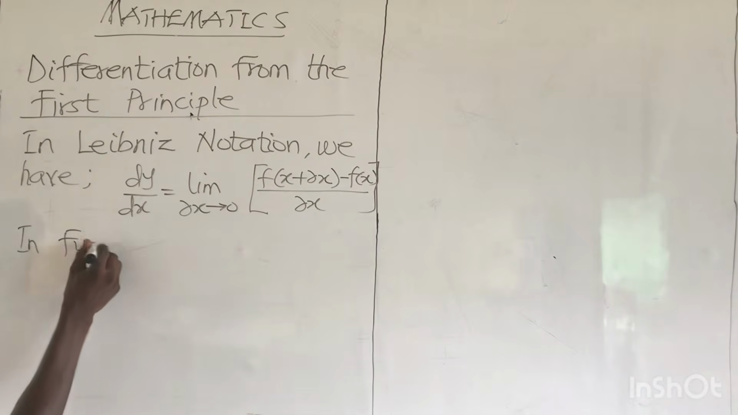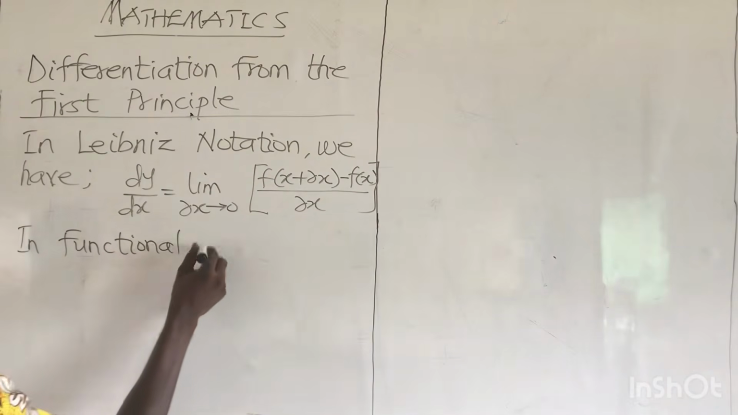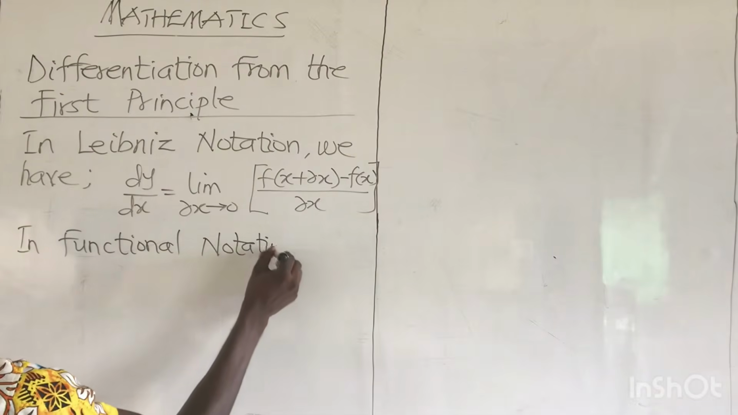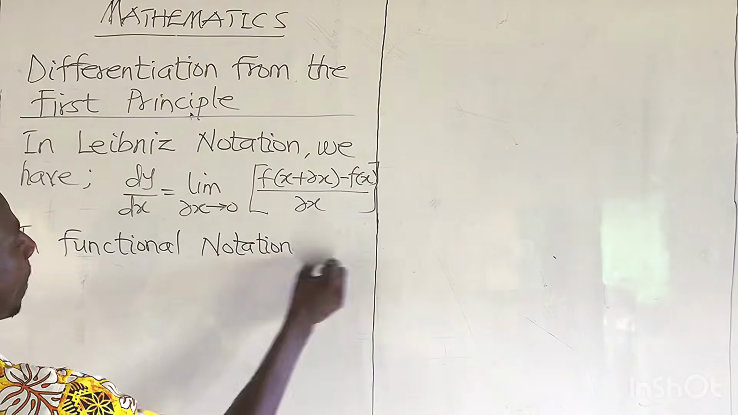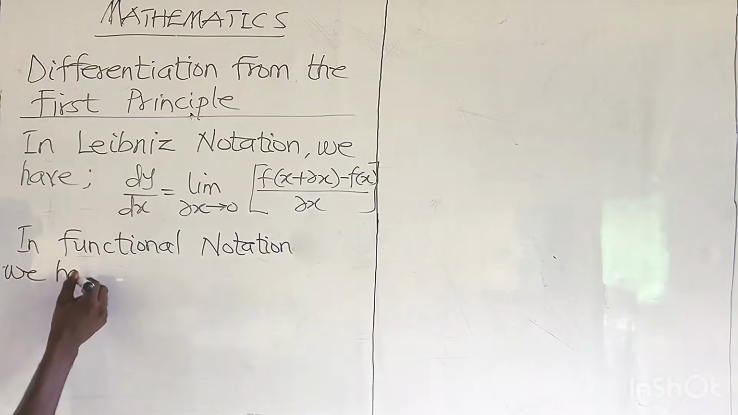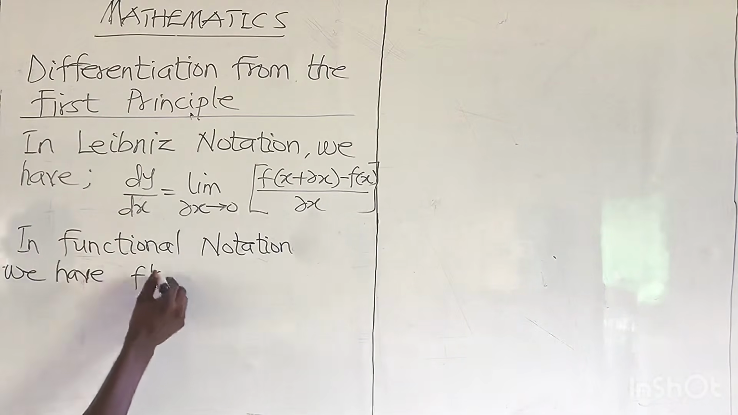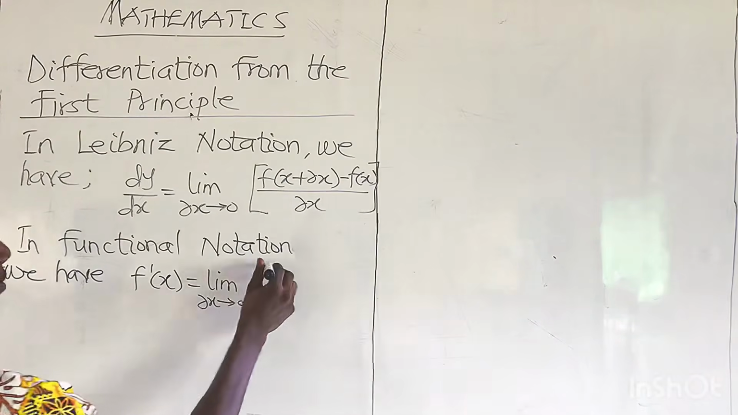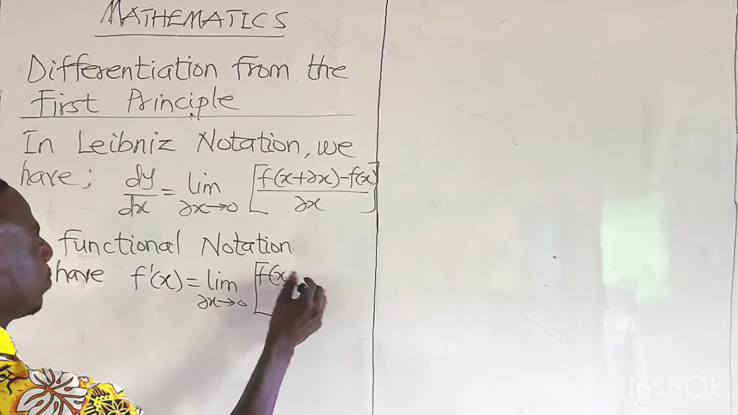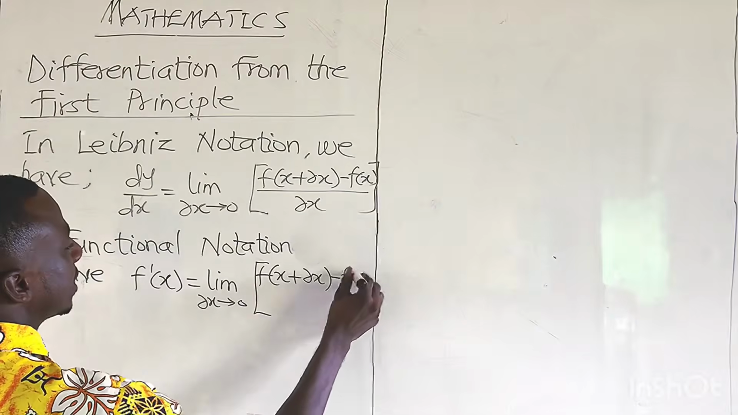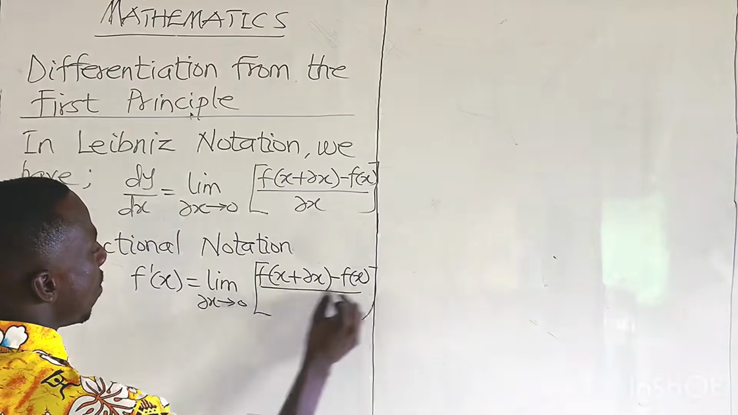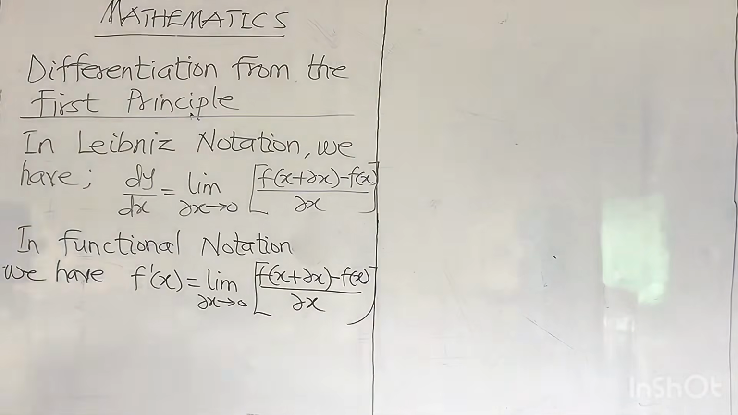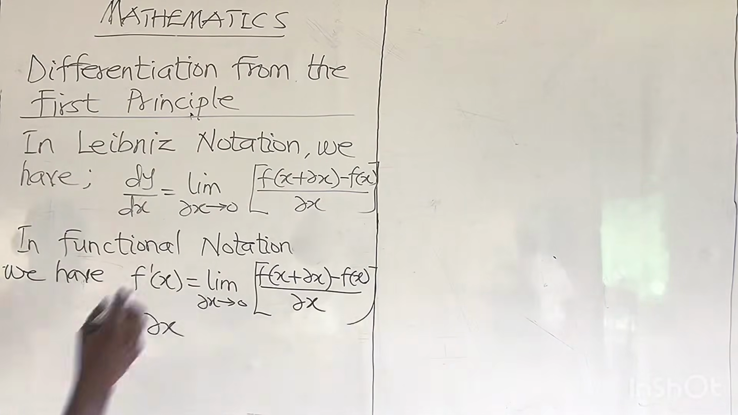In functional notation, we have f prime of x is equal to the limit as dx approaches 0, f of x plus dx minus f of x all over dx. Now, the dx that we have here is the same as h. So we can say that h is equal to dx.